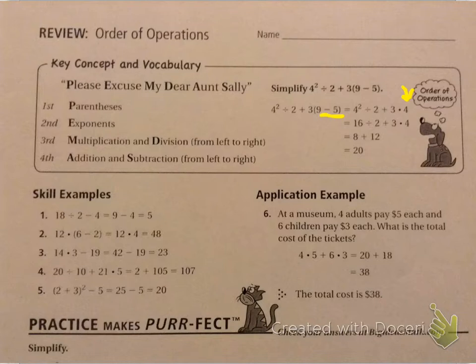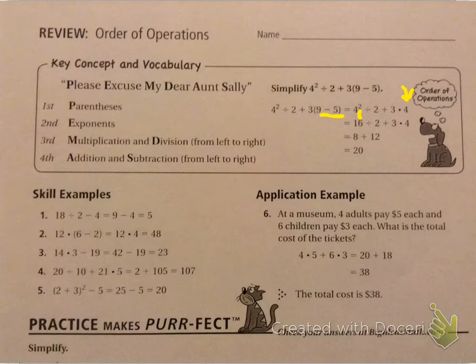So then we look again. Next step, exponents. 4 squared is 16. So now I just bring that down. I've got 16 divided by 2 plus 3 times 4. The next step, the third, is multiplication and division from left to right. 16 divided by 2 is 8. Plus, well, that's not multiply or divide. So then we look at 3 times 4. It's 12. So now we're down to 8 plus 12, which is 20.